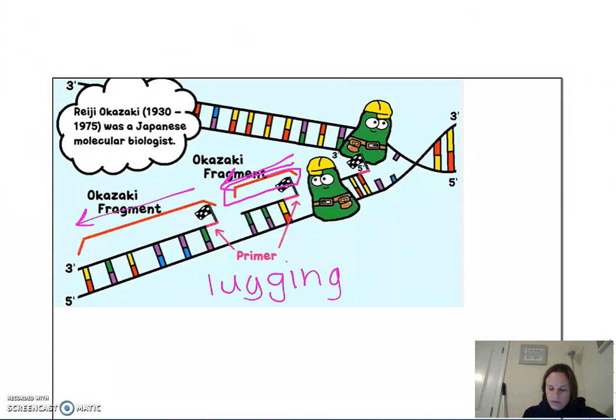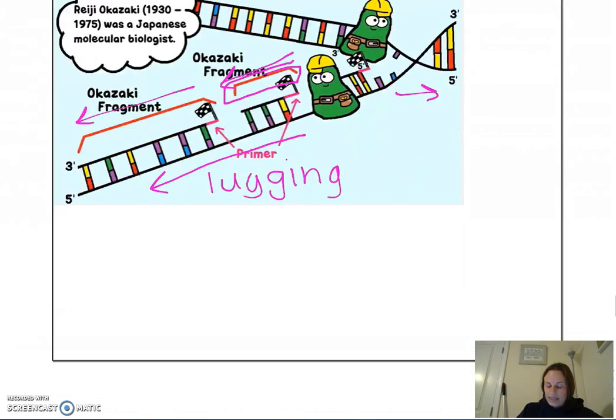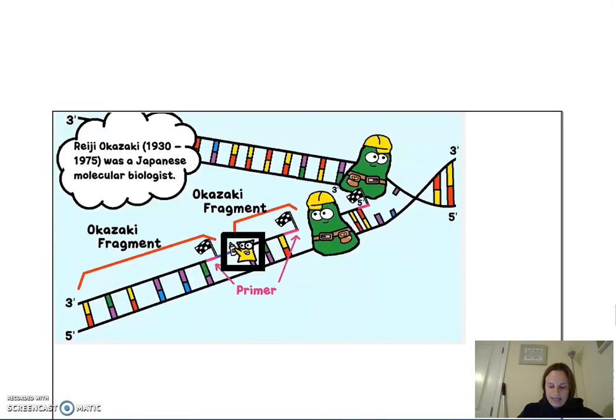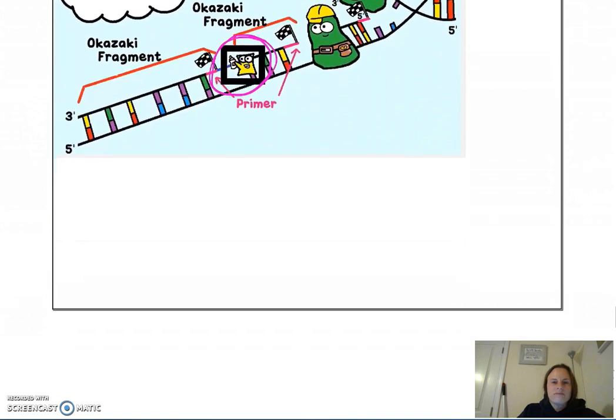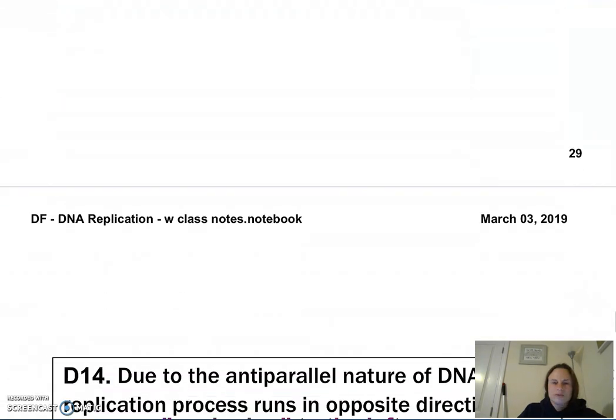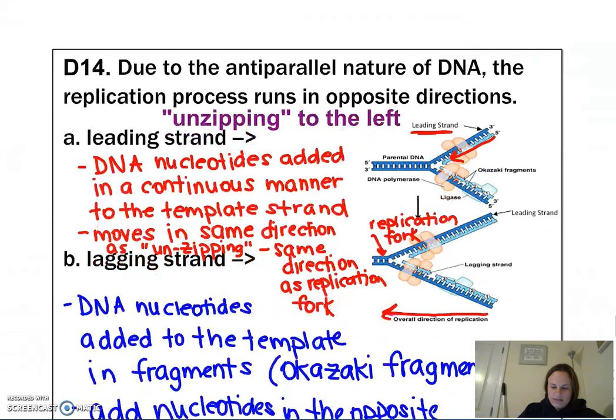Do you also notice that the DNA is being built in the opposite direction of the replication fork? It's being built in the opposite direction that our DNA is being unwound. That's an essential difference between the leading strand and the lagging strand. And then you've got our good old pal ligase that's going to glue these Okazaki fragments together by forming phosphodiester bonds between the sugars and the phosphates.